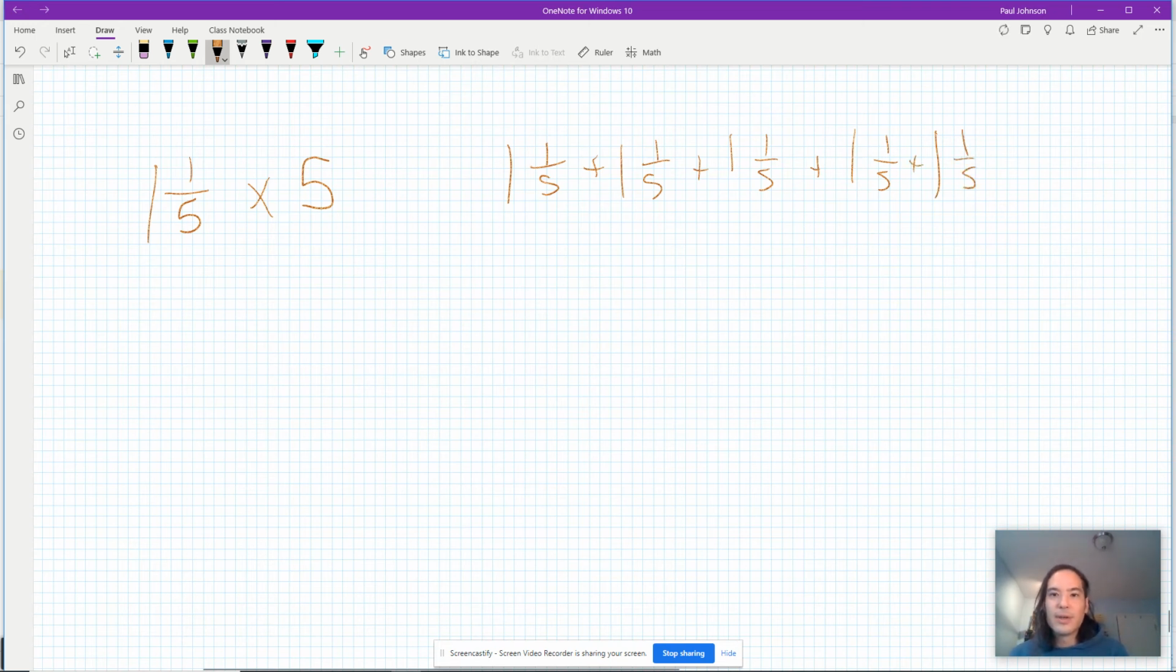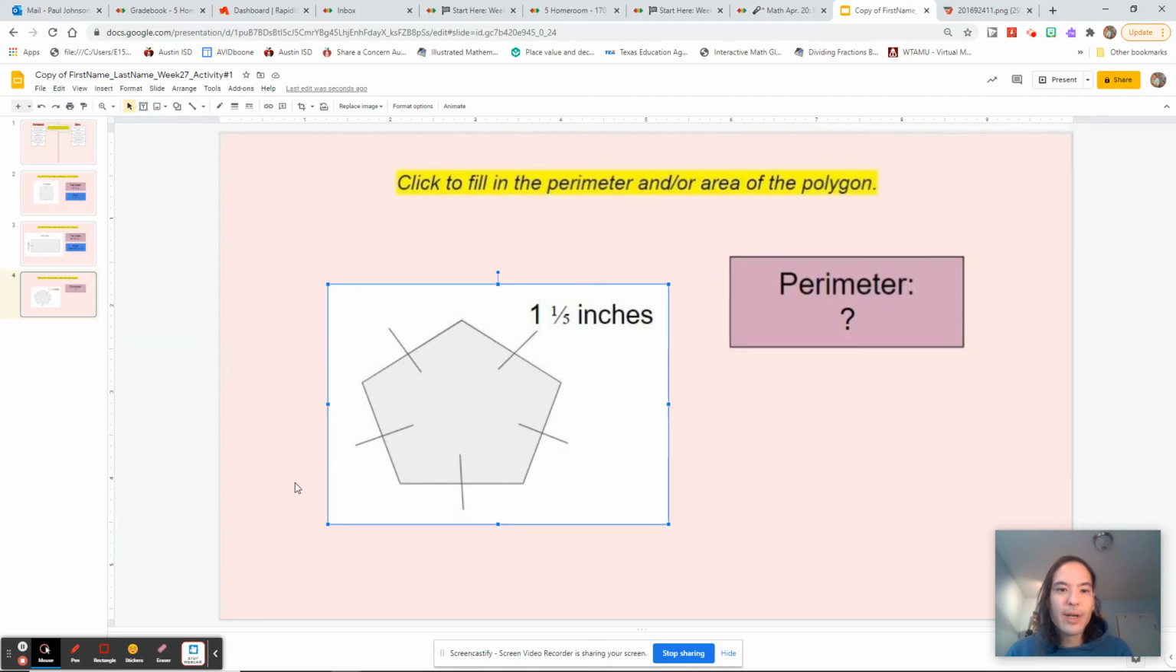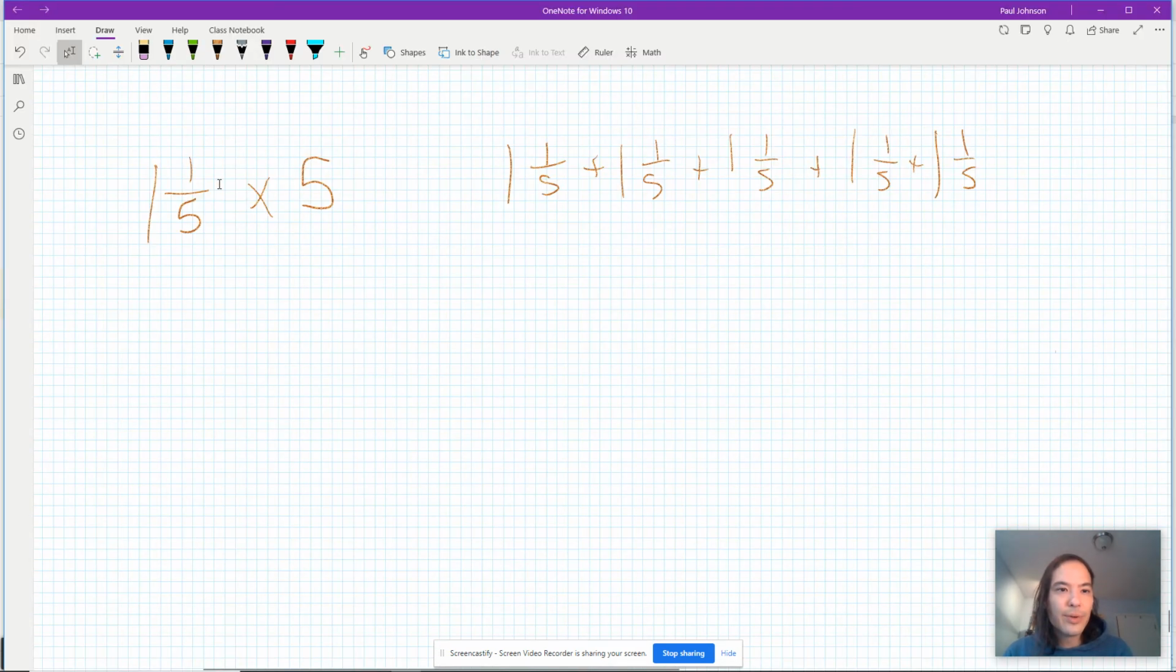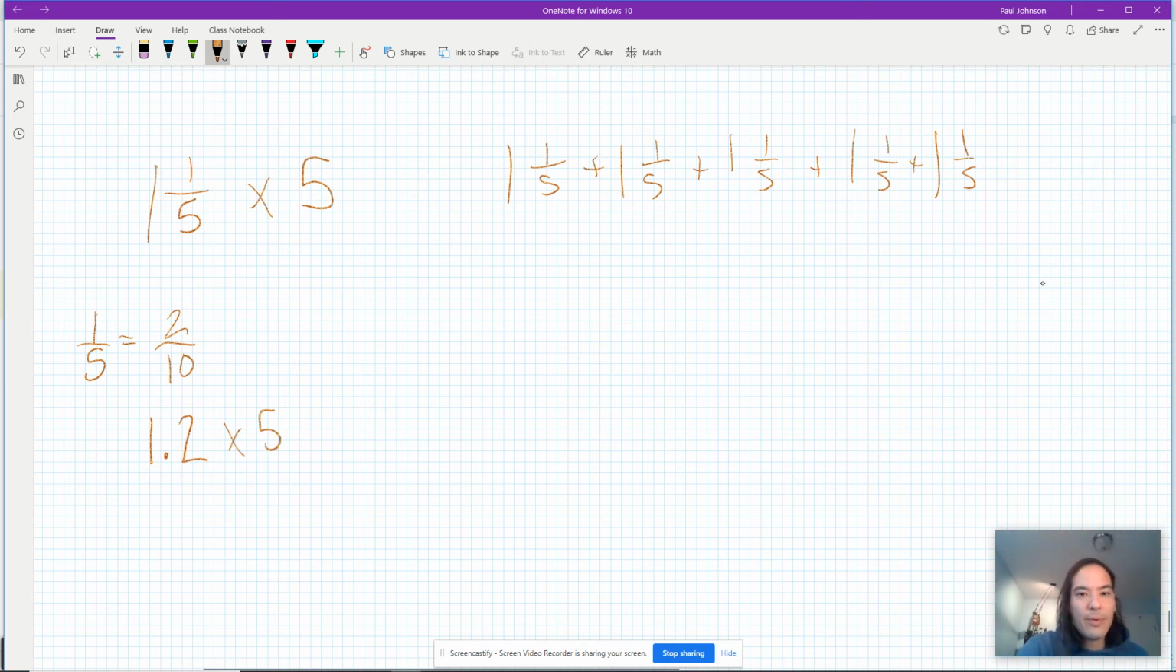All right. So remember, it's a pentagon, so there's 5 sides. So we can either do it times 5, or we can add it 5 times. Some of y'all might already be thinking, can I turn this into decimals? All right. So let's think about it. If 1/5 was an equivalent fraction, it'd be 2/10, right? So really, what we're looking at is the same thing. 1 2/10 times 5, or 1 2/10 plus 1 2/10 plus 1 2/10 plus 1 2/10 plus 1 2/10.